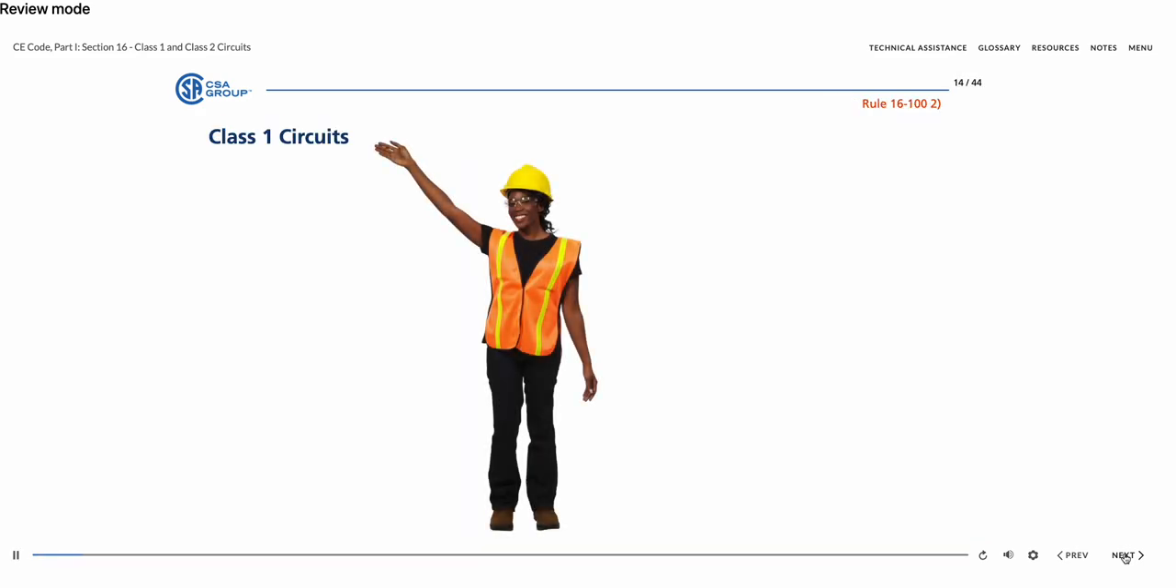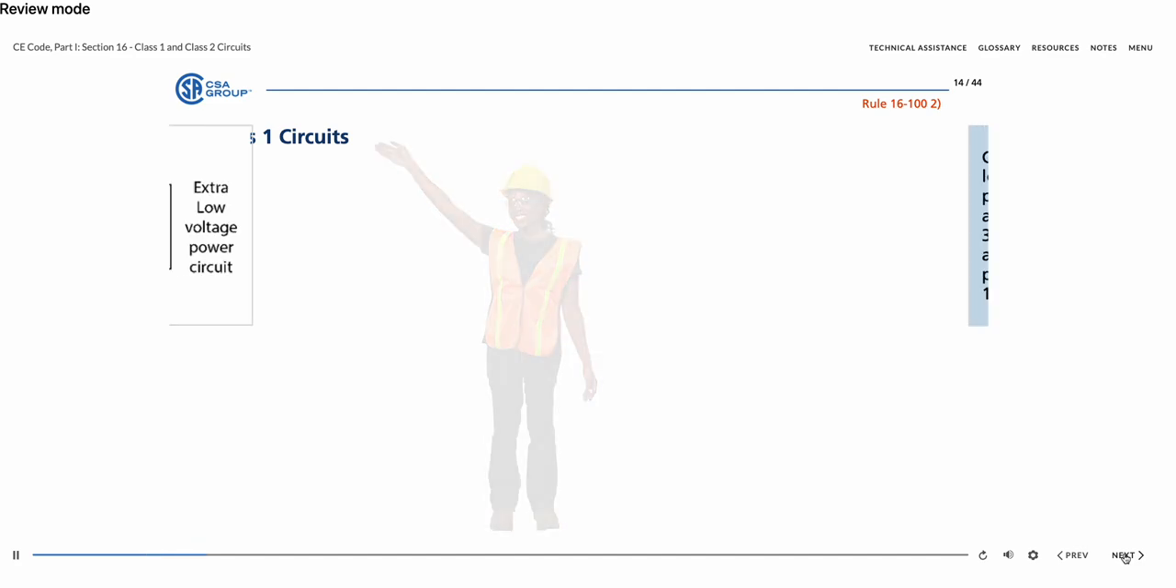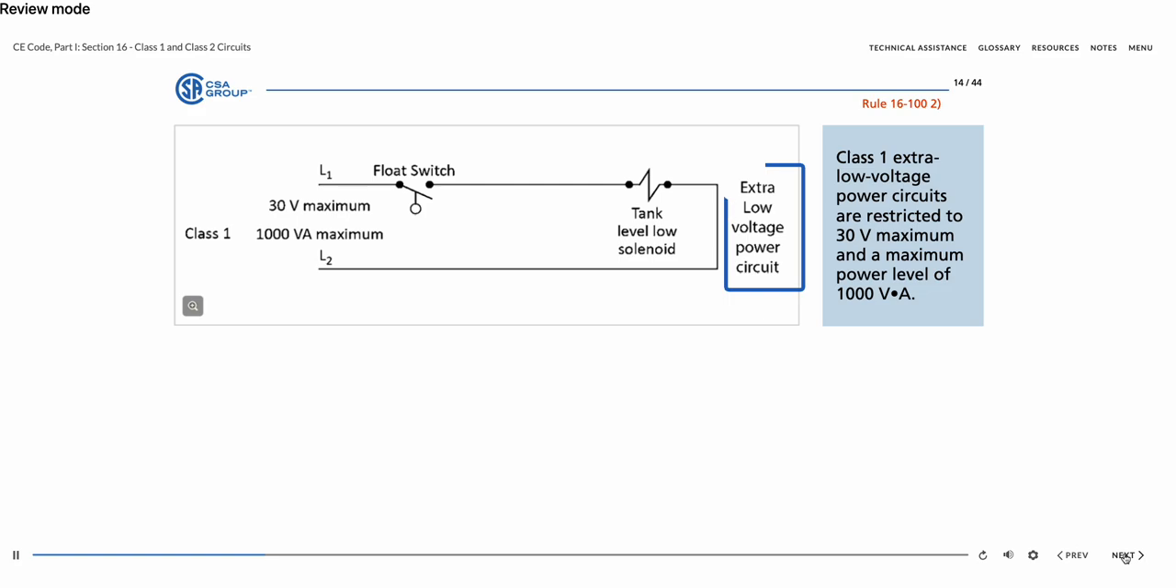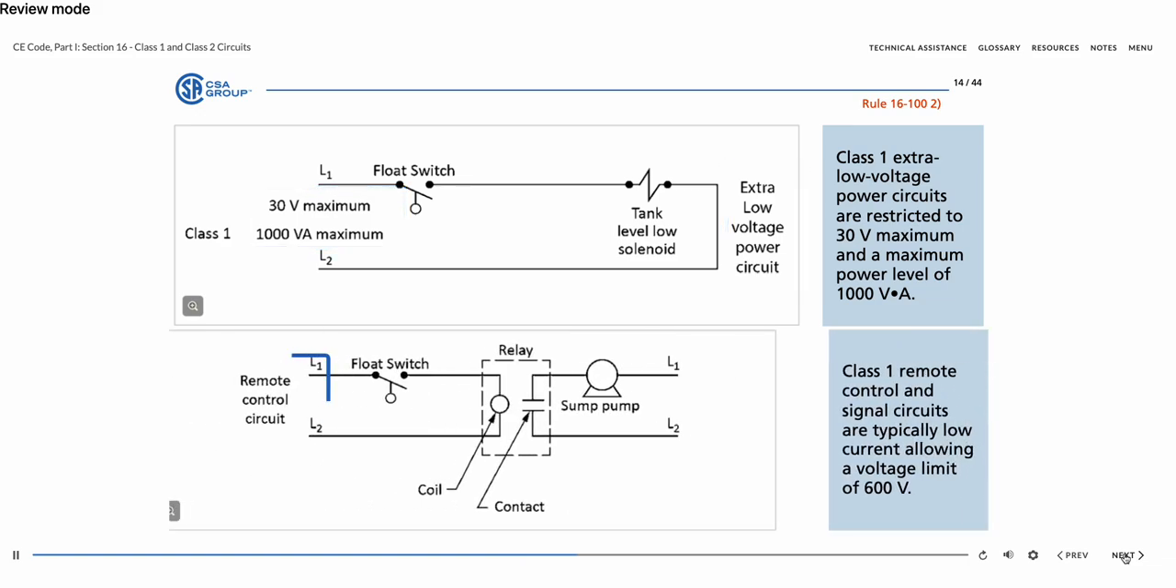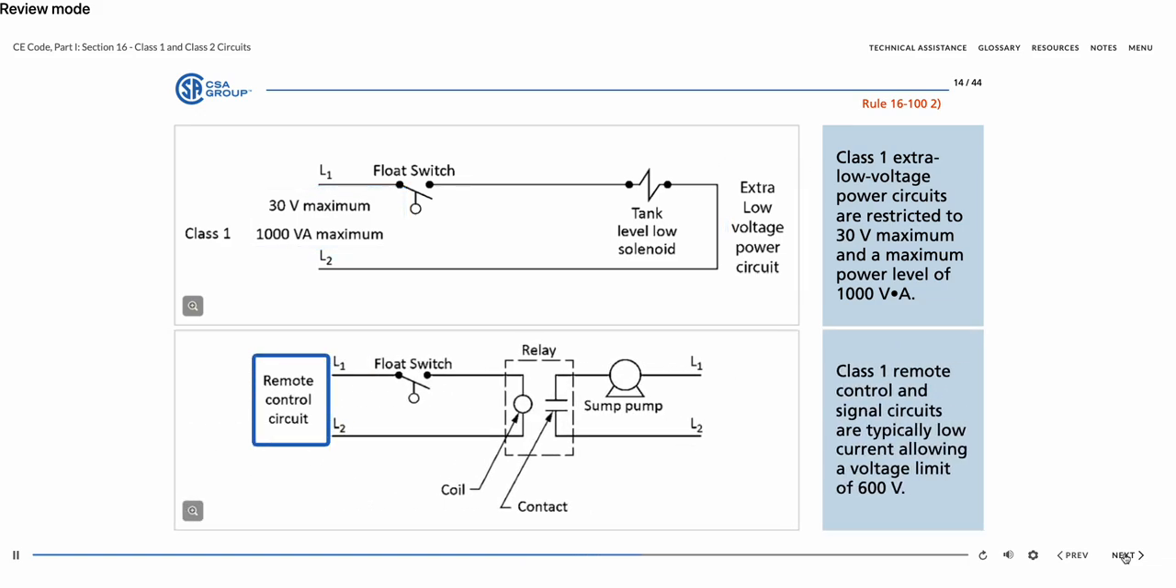At the beginning of this section, it is pointed out that Class 1 circuits have specific power and voltage restrictions. Those voltage restrictions include extra low voltage power circuits that are limited to 30 volts maximum and a maximum power level of 1000 VA. Experience has shown that the 1000 VA limit of the code is a relatively safe power value. Class 1 remote control and signal circuits, by nature of their design and use, do not require much current, typically 5 amperes or less. For that reason, Rule 16-100 2 specifies a voltage limitation of 600 volts, which is a common industry standard.